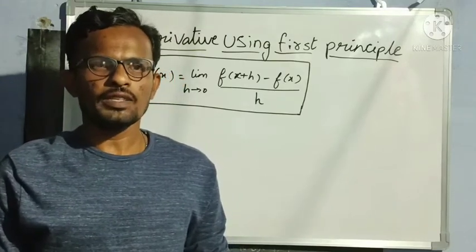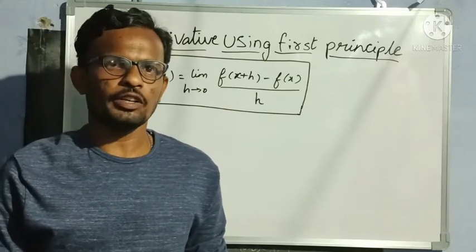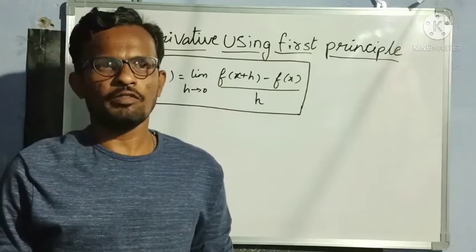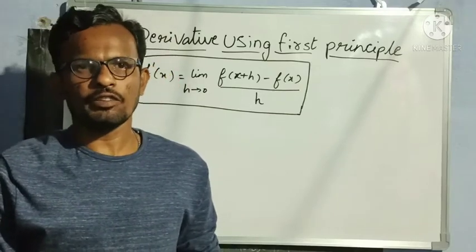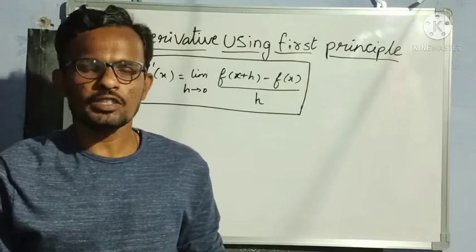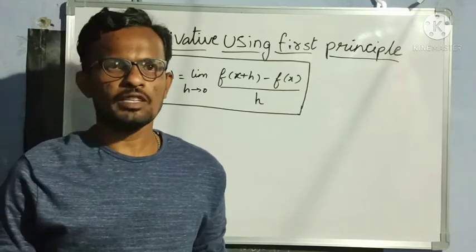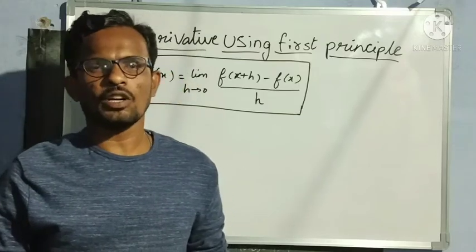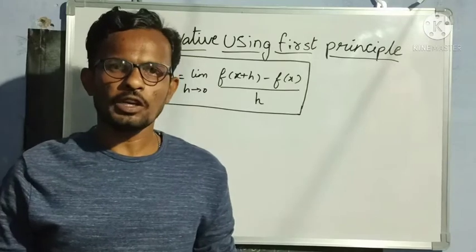And I have said some conditions for non-derivability, that is, for a function to be not differentiable. When we find a sharp corner in the curve, then it is not differentiable. When a function is not continuous, it is also not differentiable, and when we see a vertical tangent, then it is also not derivable. Okay, those are the three conditions for a function to be not differentiable.